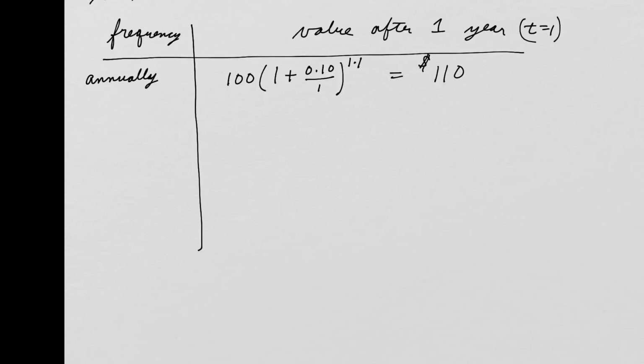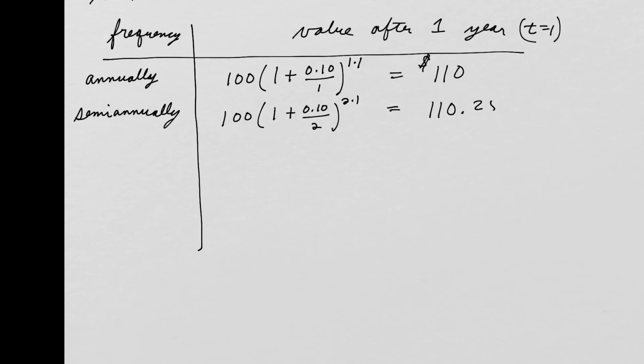You make $10 interest. Okay, what if I compound it semi-annually? Well, what does that mean? That means that K is equal to 2, right? So now this formula becomes 100 times 1 plus 0.10 over 2 raised to the 2 times 1. We're still doing it for 1 year. And this is going to give you a little bit more money, right? In fact, it'll be $110.25.